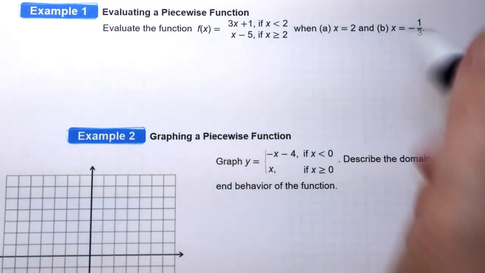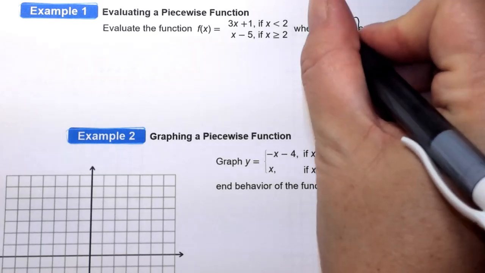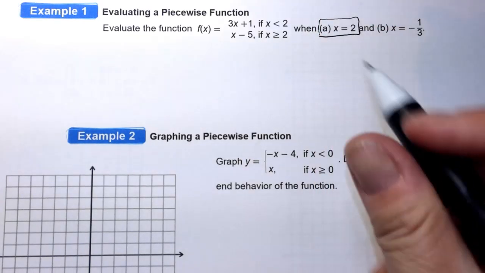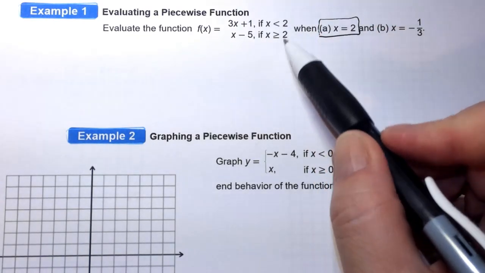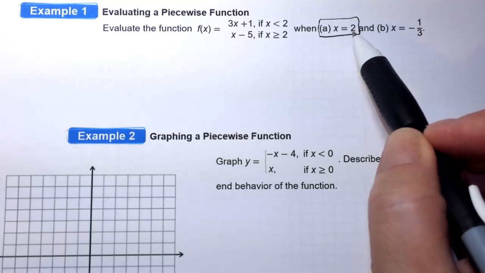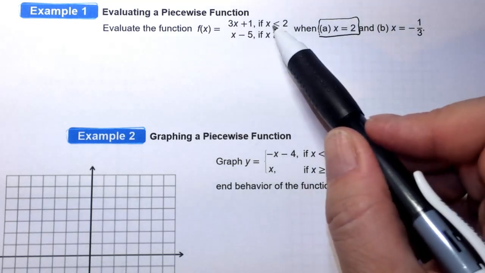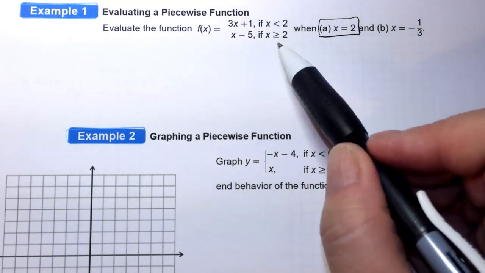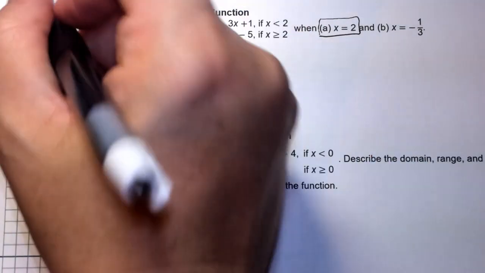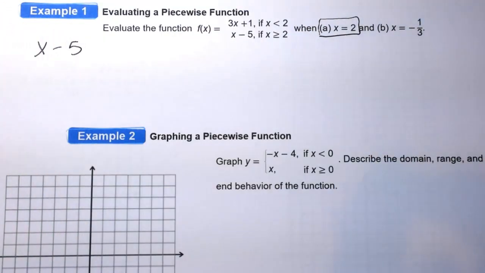So we're looking at this, a is x equals 2. So you got to look at these. Which category does 2 fall into? So this one is less than 2, but we have the equal sign. So we're going to go with the x minus 5 function. All right, so we're going to use that one.